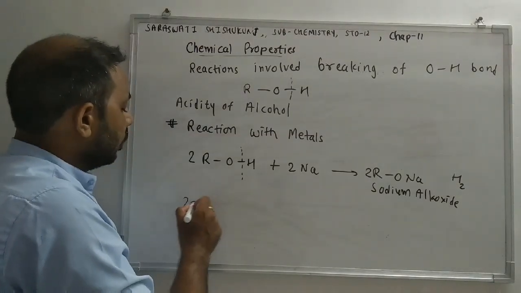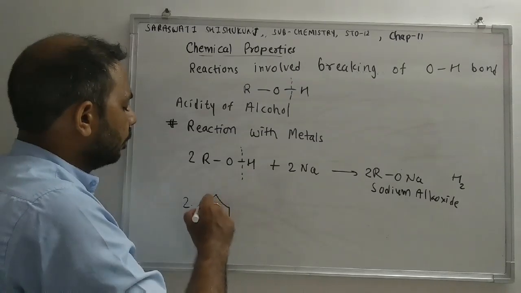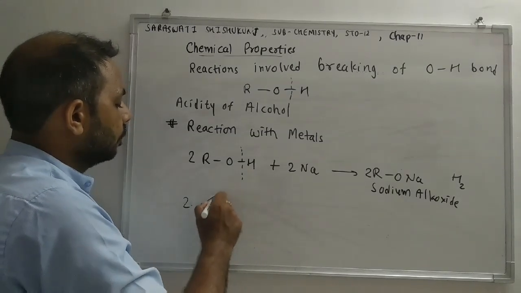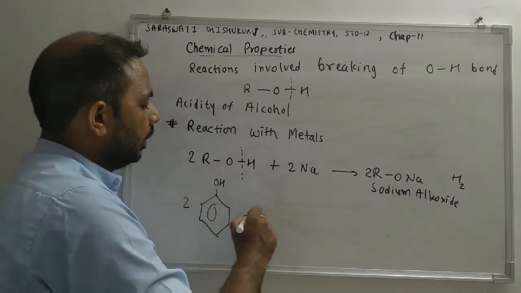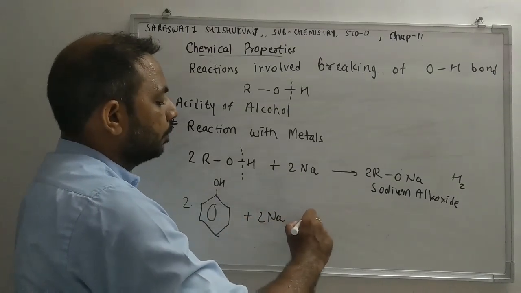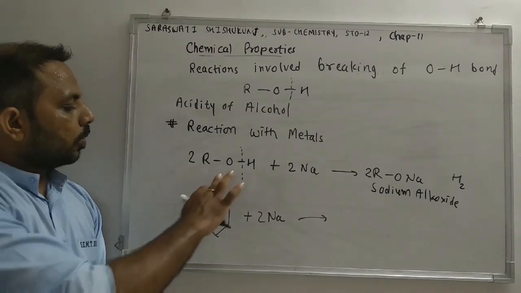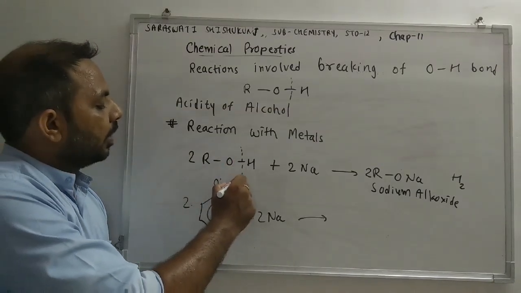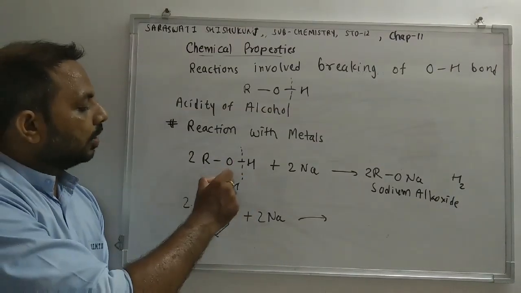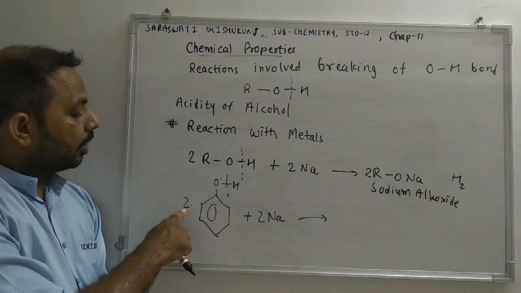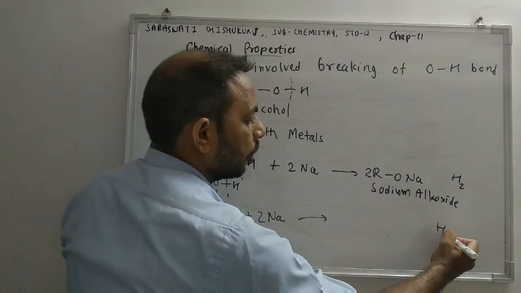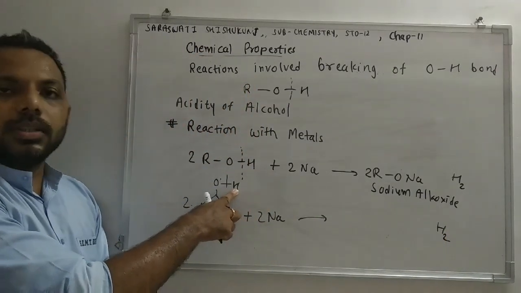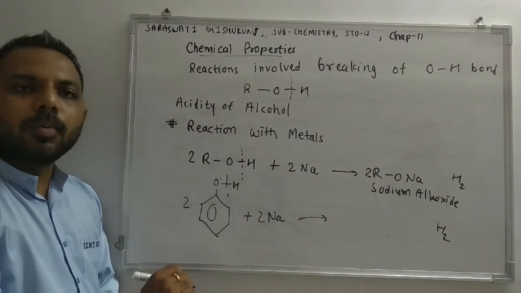We have got 2 moles of phenol. So this is phenol. It reacts with sodium. So as we know, the bond between hydrogen and oxygen is broken. So this bond is broken. And we have got 2 moles of phenol, so H2 is released. So hydrogen is of 2 moles, so it will be released in the form of H2.